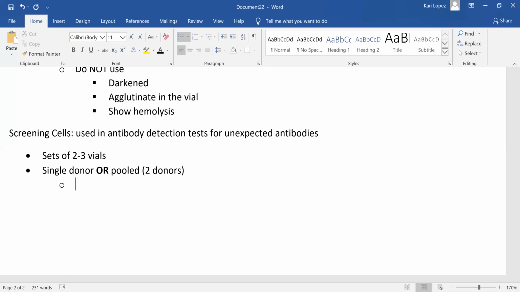Now, a note for these is that your single donor yields stronger reactions. And it also can be used on the donor or recipient testing.